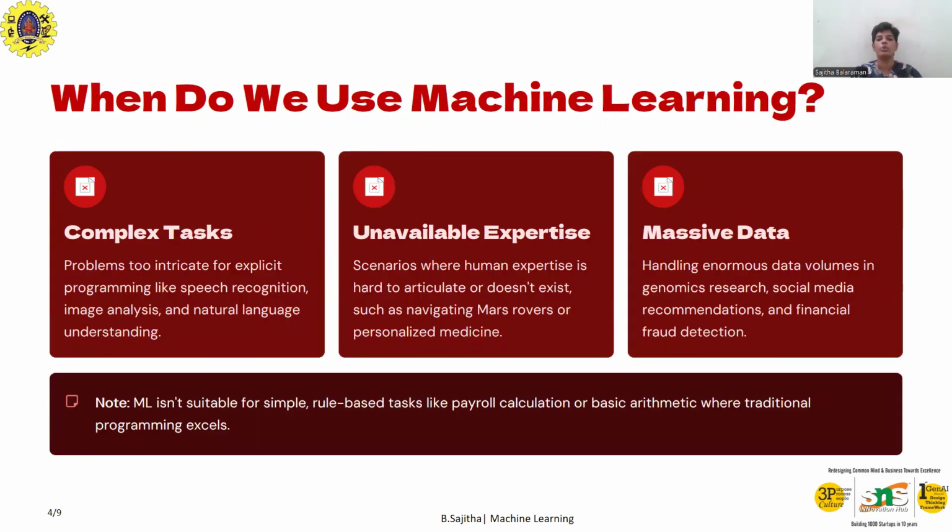Now, why do we use machine learning? It can handle complex tasks, that is, problems too intricate for explicit programming, like speech recognition, image analysis, and natural language understanding. Unavailable expertise, that is, scenarios where human expertise is hard to articulate or doesn't exist, such as navigating Mars rovers or personalized medicine. And massive data, handling enormous data volumes in genomics research, social media recommendations, and financial fraud detection. In all these tasks where traditional programming becomes very difficult, it is very easy for machine learning to handle them.